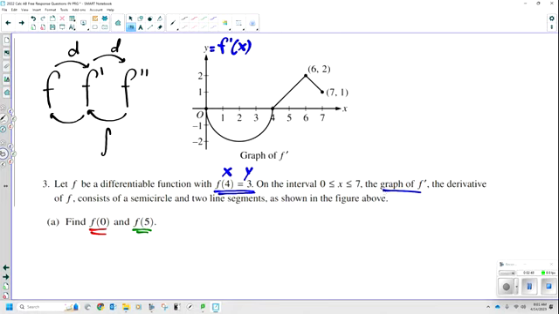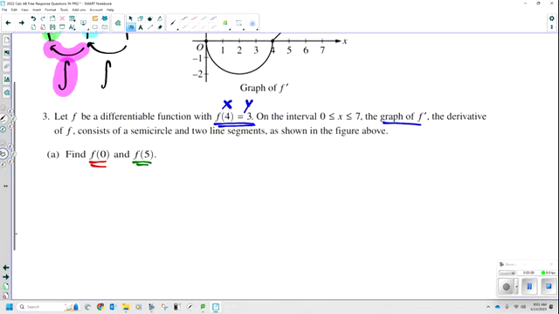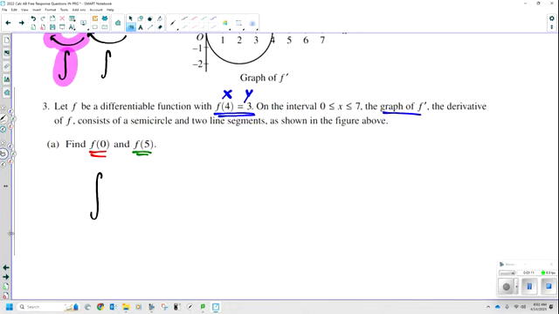Here's the thing. I have the graph of f prime, and I want the graph of f. So I need to go backwards, which means I need to integrate. Let's do this in red. I need to integrate f prime of x dx, and that will give us the original function.